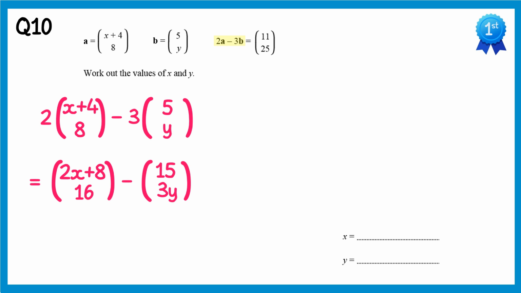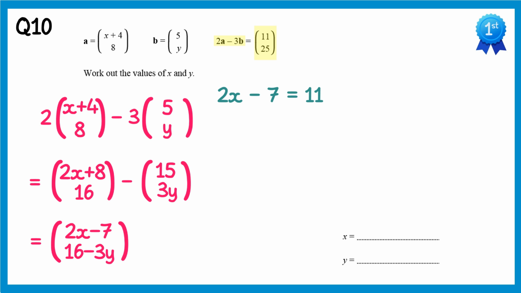Along the top, we have 2x plus 8 take 15. If you do 8 take 15, you get negative 7, so the top would be 2x take 7. And on the bottom, you just have 16 take away 3y. We now have a vector which represents 2a minus 3b, but we were also told in the question that 2a minus 3b is equal to the vector 11 over 25. If we equate the tops of these, we have 2x minus 7, and on the other one, 11. And if we equate the bottoms, we have 16 minus 3y, which must equal 25.